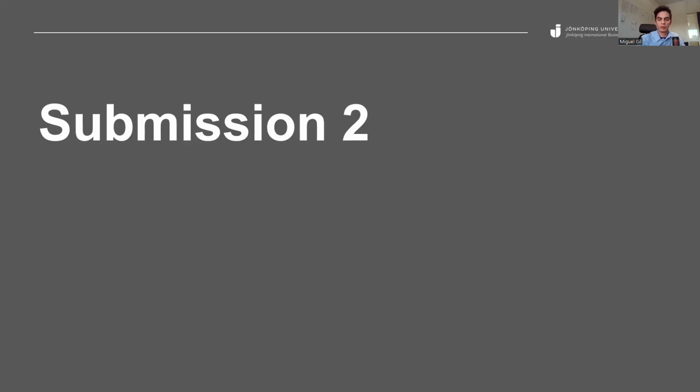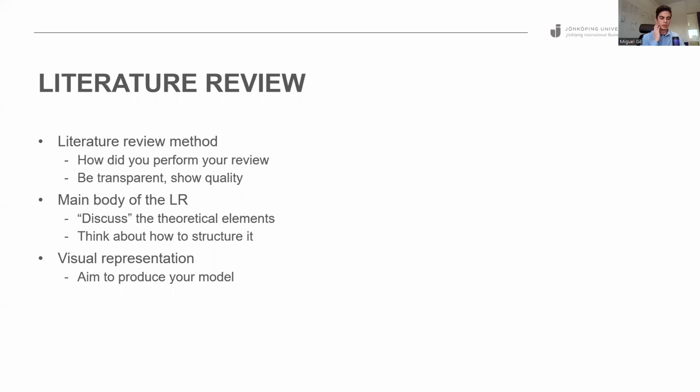And now I want to focus on what is expected in the literature review and give you some suggestions. Basically, in the literature review, we need two sections. One is huge, the main body, but I would suggest you think about three sections, which also includes the last part, the visual representation.